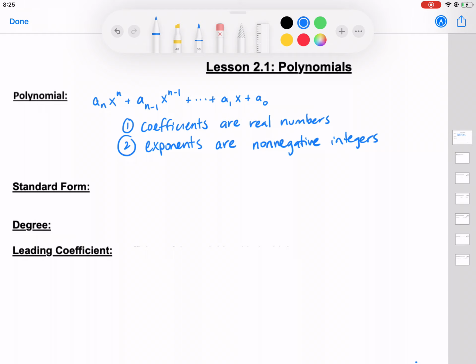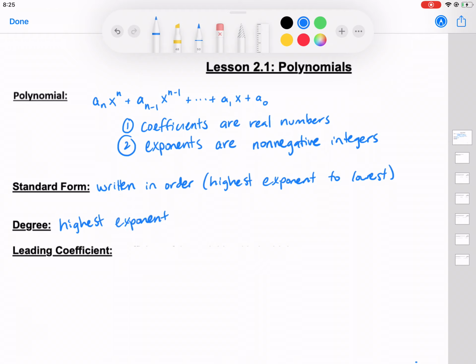Now, standard form, you probably already know what standard form is, that just means we're writing in order. So it's written in order, highest exponent to lowest. Ooh, that was a really good W. Okay. When we talk about the degree of a polynomial, we're always talking about the highest exponent.